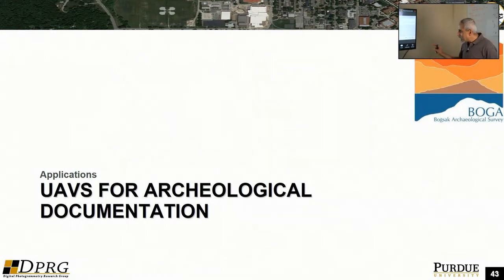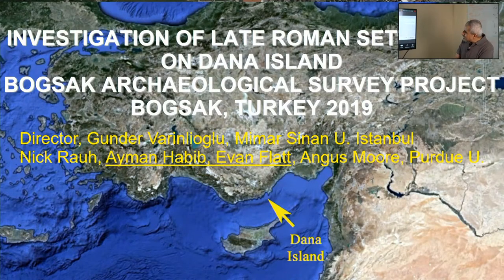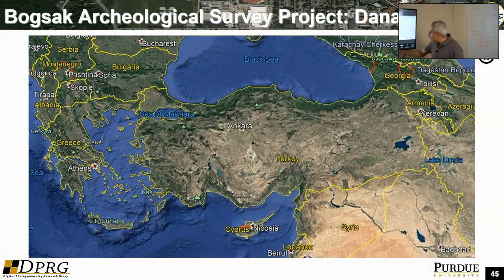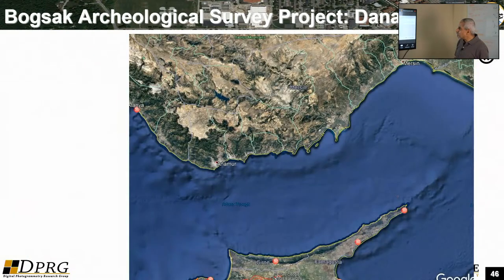Another application, again, I'm talking about some of the new applications of geomatics engineering other than the production of 3D maps. This is some work which has been done in collaboration with a group in Turkey for the documentation of an archaeological site. The site is in the south center of Turkey. There is an island here in the Mediterranean, which is called Boksak Island.